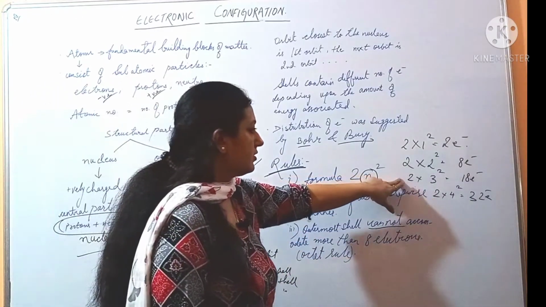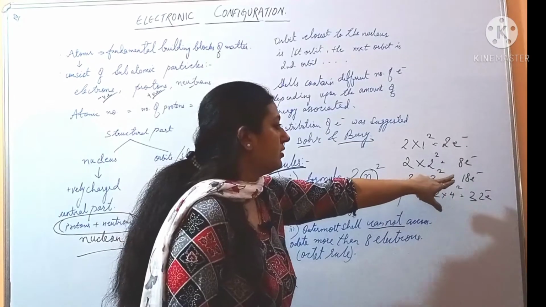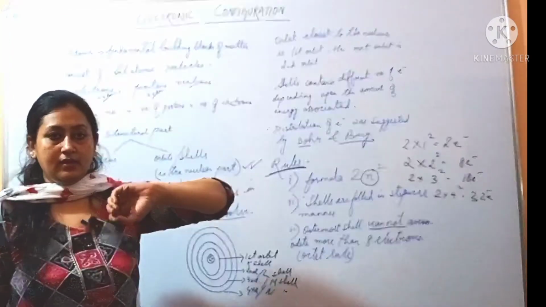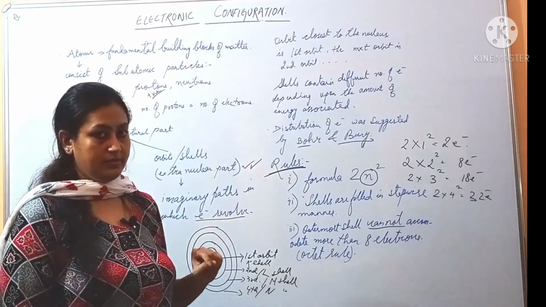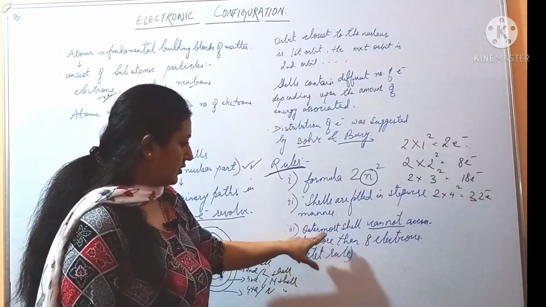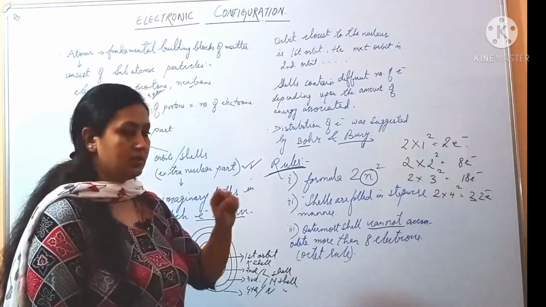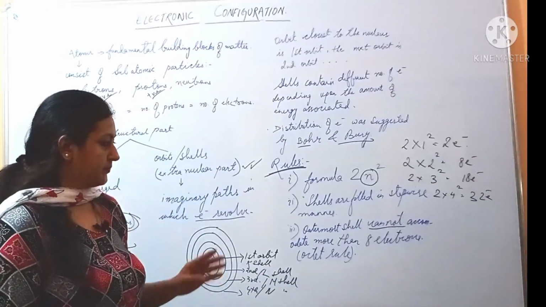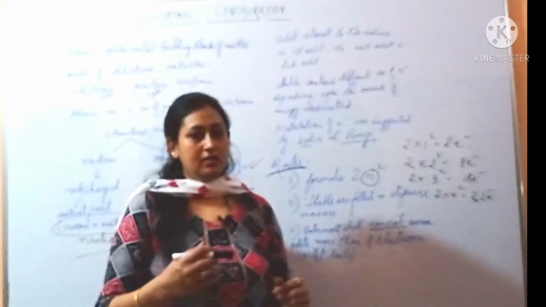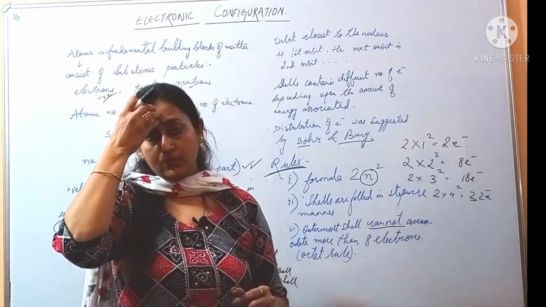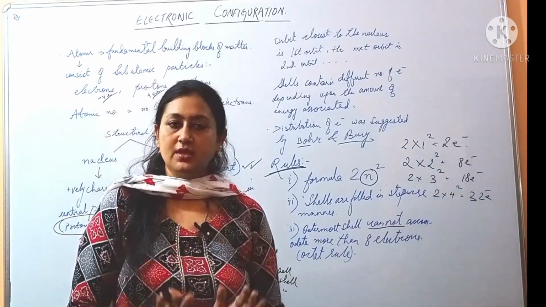But here we see that the third orbit can accommodate 18 electrons, yet it says that the outermost shell cannot accommodate more than 8 electrons. This rule is called the octet rule. Why? Because atoms, when they have 8 electrons in their outermost shell, become stable.